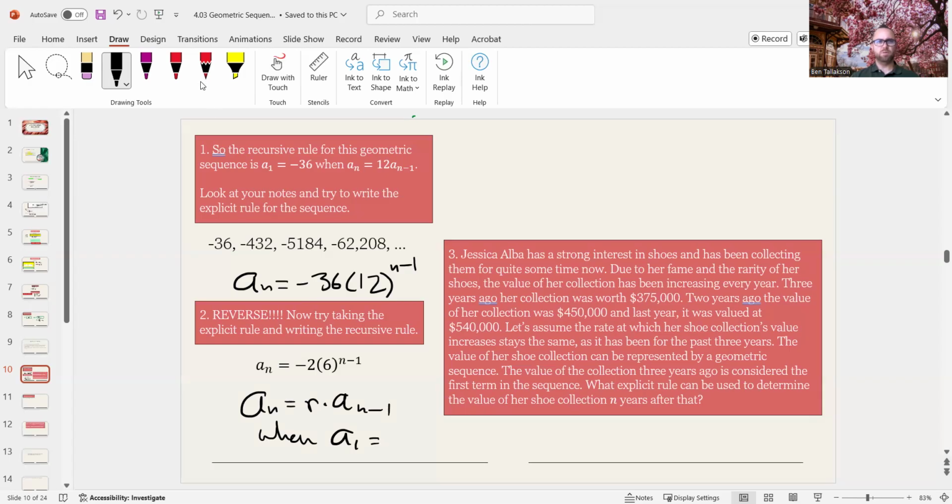Well, it depends on the placement, right? You need to look at your rules, look at your notes. A sub 1 is the value out front, so minus 2. And then we need r, right? R is right there in parentheses, 6.